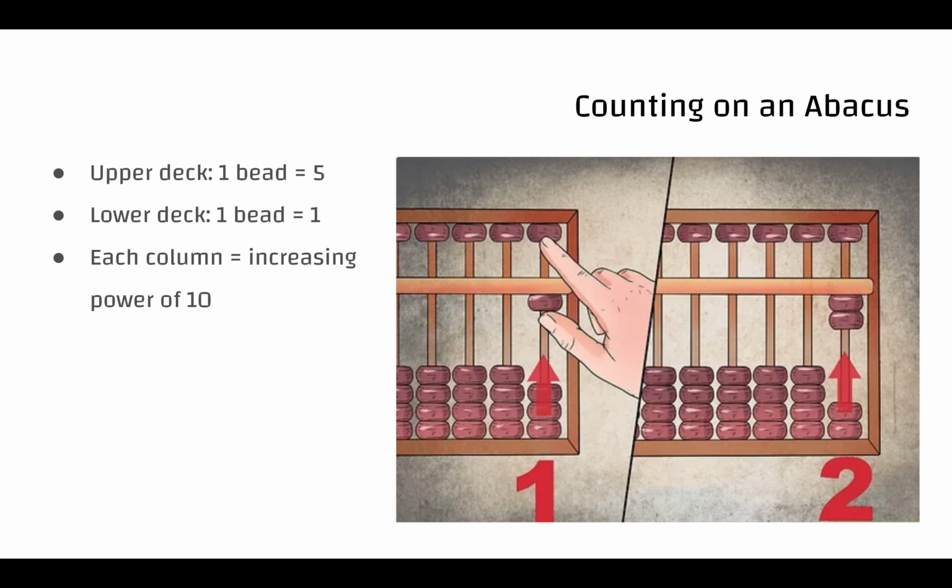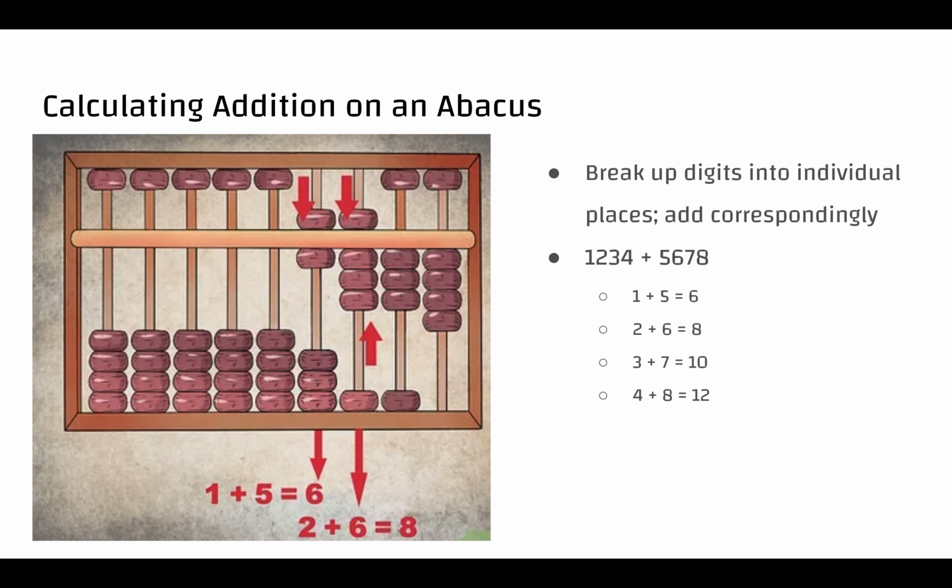To perform calculations, the user breaks up each digit of a number into its individual place values and manipulates each rod accordingly. For example, in performing 1234 plus 5678, the user would use each column on the abacus to combine 1 plus 5, 2 plus 6, 3 plus 7, and 4 plus 8.